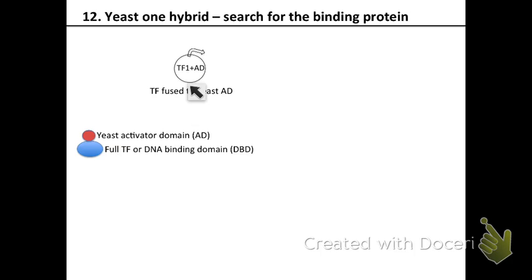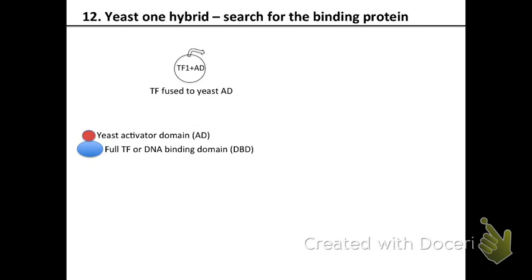So here, in the yeast one-hybrid assay, you can construct plasmids that are going to express your transcription factor, or the DNA binding domain of your transcription factor, fused to a yeast activation domain. Okay? So these plasmids are going to express your full transcription factor or the DNA binding domain that you cloned, fused to a yeast activator domain. Does that make sense to everyone?